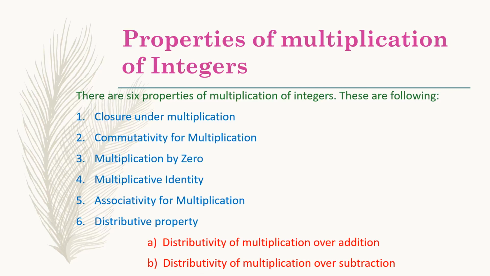Now come to today's topic, that is properties of multiplication of integers. There are 6 properties of multiplication of integers, which are closure under multiplication, commutativity for multiplication, third one multiplication by 0, then multiplicative identity, then associativity for multiplication, and the last one is the distributive property. There are again two types: distributivity of multiplication over addition, and distributivity of multiplication over subtraction.